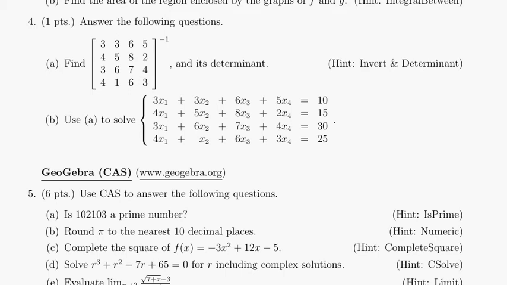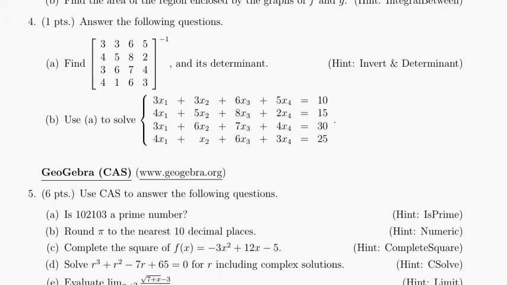Alright, let's look at G1, problem number 4. Answer the following questions. First, we want to find the inverse matrix and its determinant, and use the inverse matrix method to solve this system of linear equations. Alright, so let's do that.